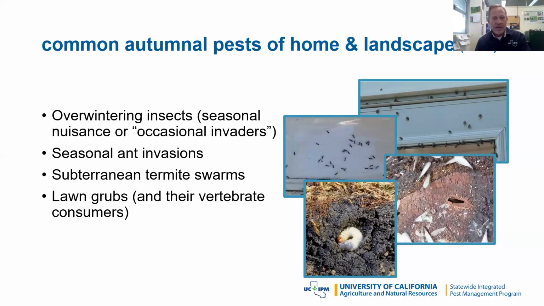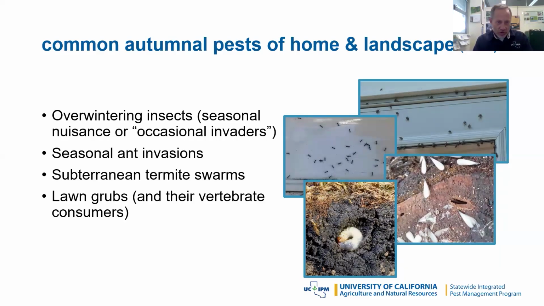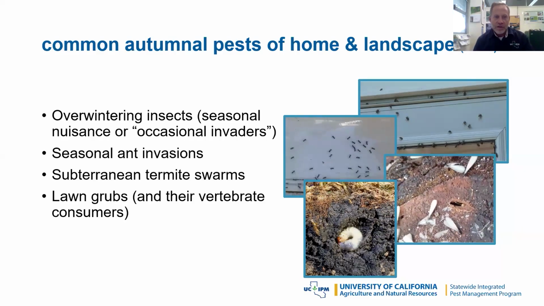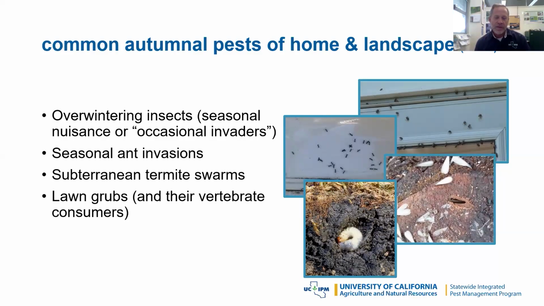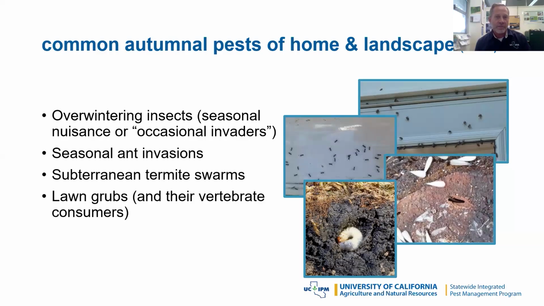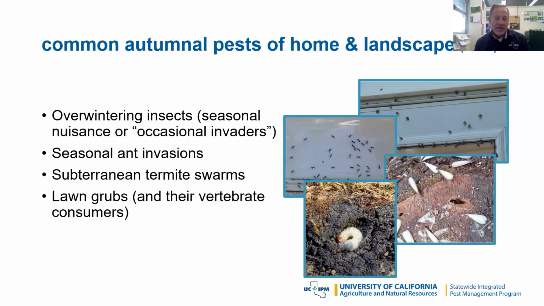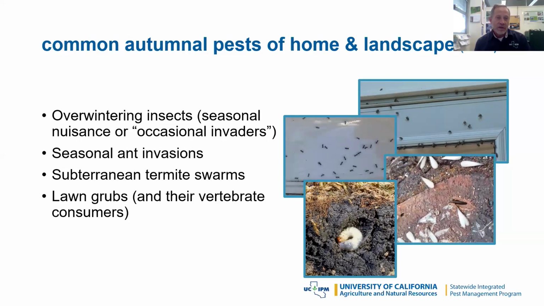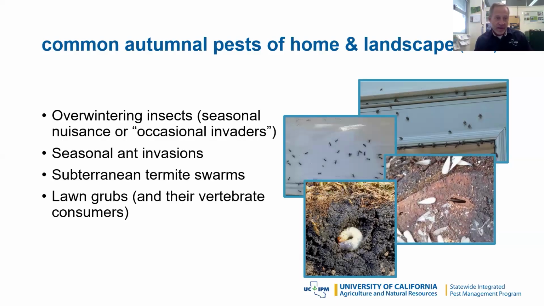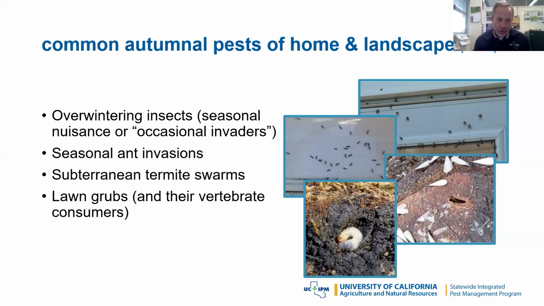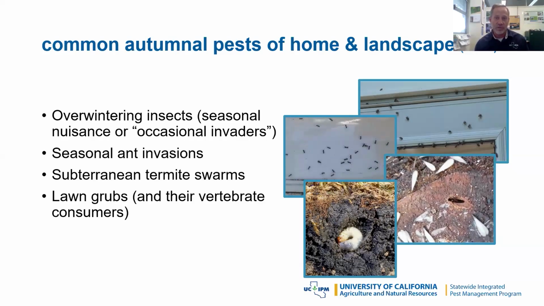And then we'll finally talk about everybody's favorite, fat, juicy lawn grubs. These are the larvae of scarab beetles, and they have an interesting annual life cycle. But the important thing here for our autumn season is that the grubs are full size, getting ready to pupate, and they become very attractive to vertebrate animals that may eat them or want to eat them. In order to eat these guys, they have to dig up our turf, causing considerable damage. And this is largely an autumn and winter problem in California.